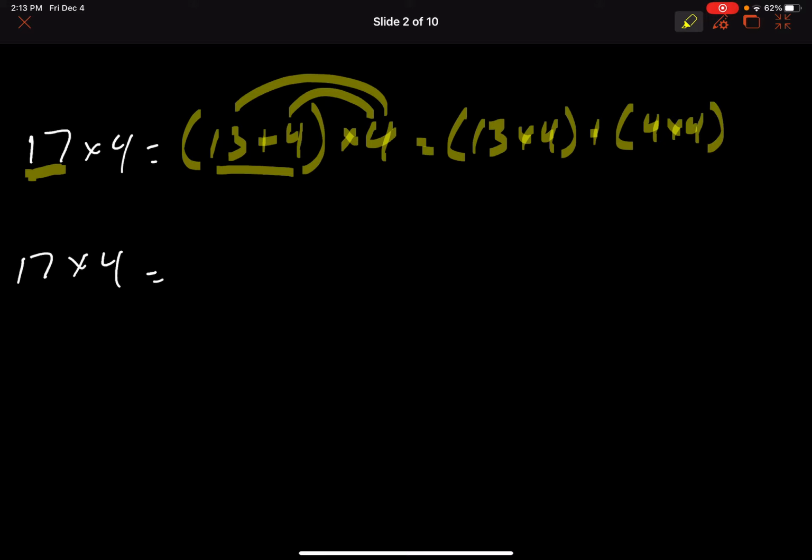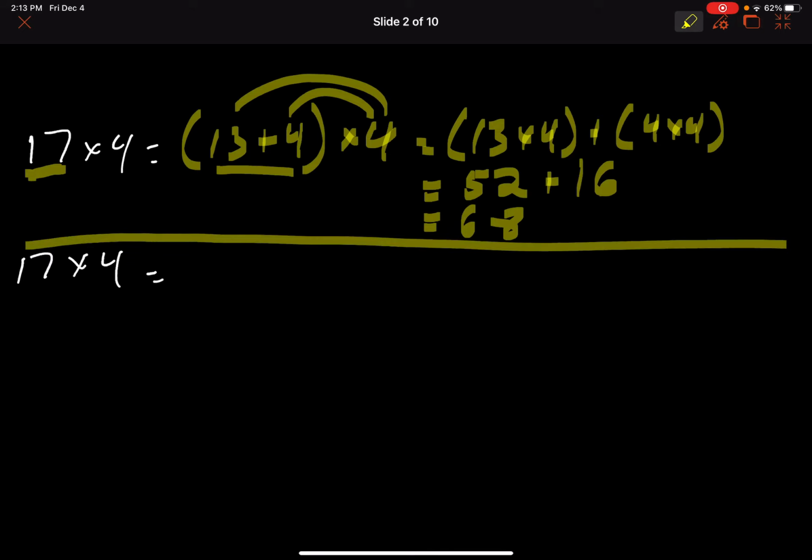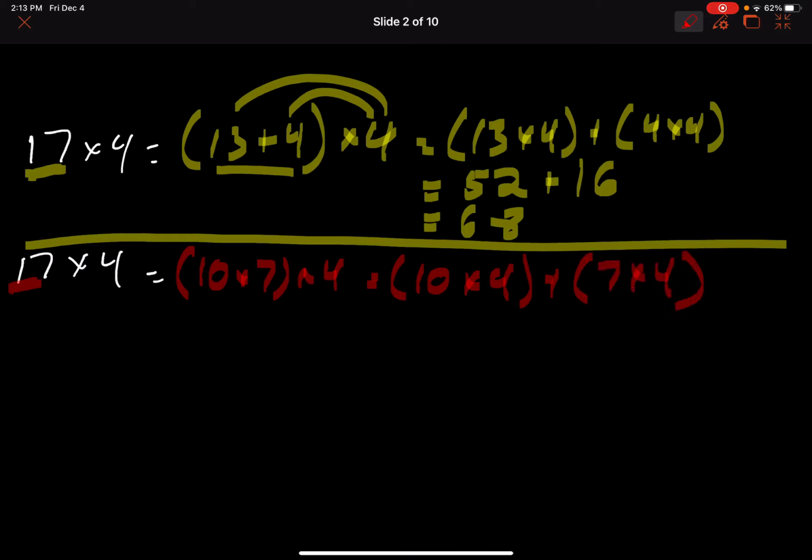Okay? Now 13 times 4 is 52, and 4 times 4 is 16. And I can add that together and I get 68. Okay. Now I'm going to break 17 up in a different way. So I'm going to do 10 plus 7, times 4. Okay, and I rewrite this as 10 times 4 plus 7 times 4, because I still need to multiply 4 by all of 17.